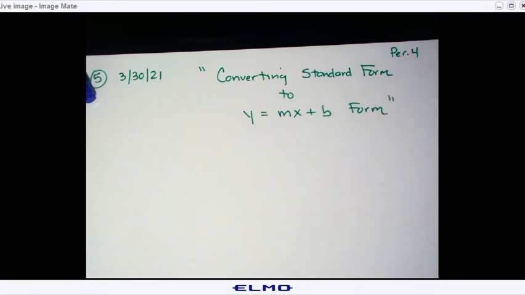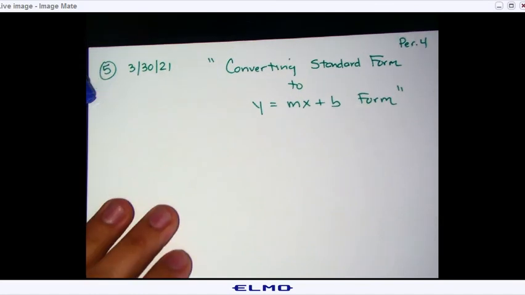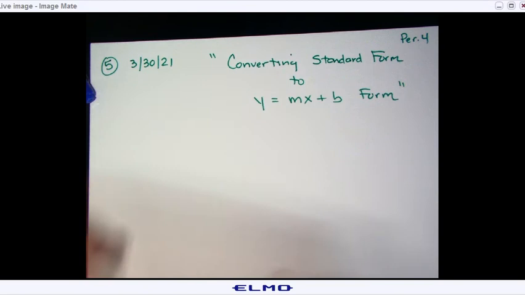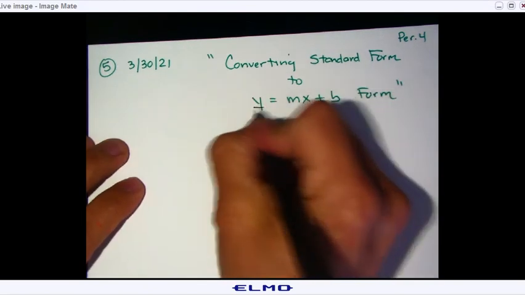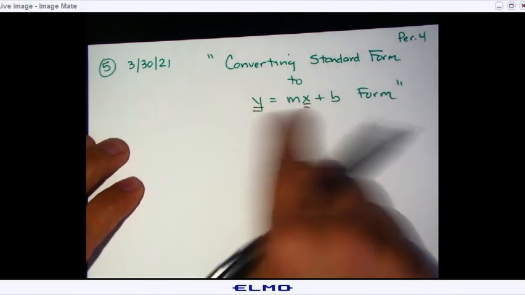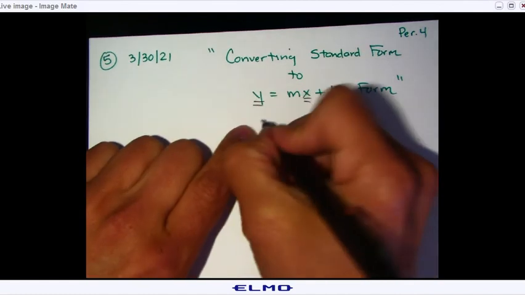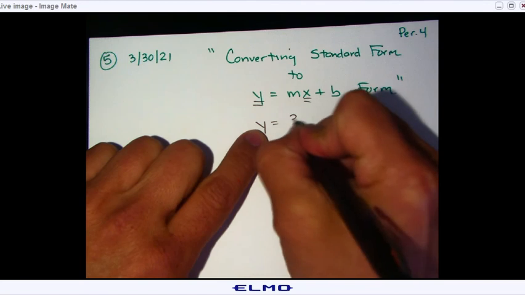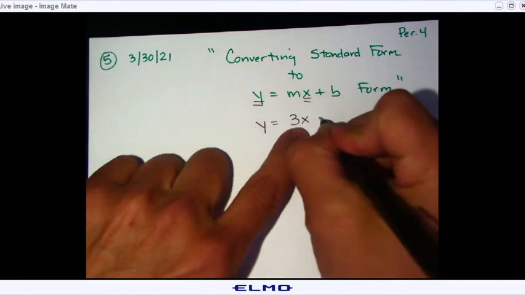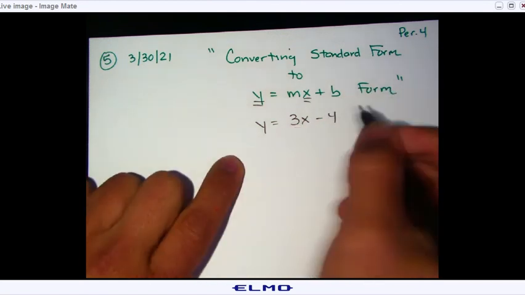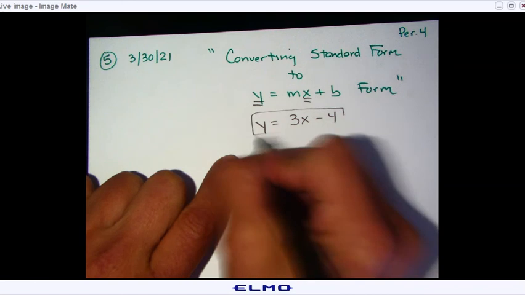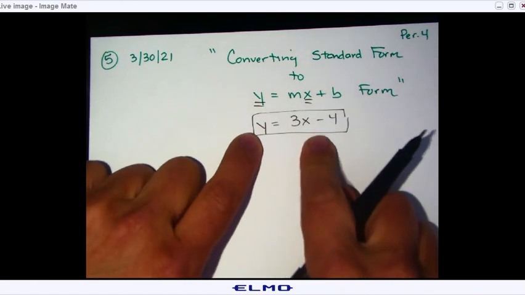So what we're going to do today is convert standard form to y equals mx plus b. This is standard form, because it has the two letters y and x. Basically, we're going to convert it to something like y equals 3x minus 4. That's what we want to do, because when we do this, then we can graph it.